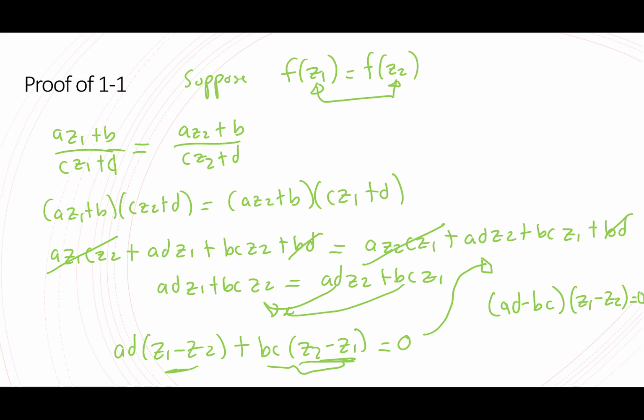Now, a couple of things. Remember, we're dealing with the Mobius transformation, so ad minus bc is not equal to 0. Using the zero product property, if two numbers multiply to 0, one of them had to be 0. Since this isn't 0, that means this has to be 0. And if that's 0, that means z1 equals z2, which is what we wanted to show to begin with. So we know that this function is one-to-one.